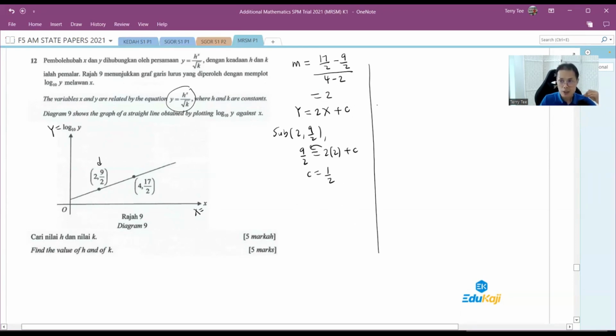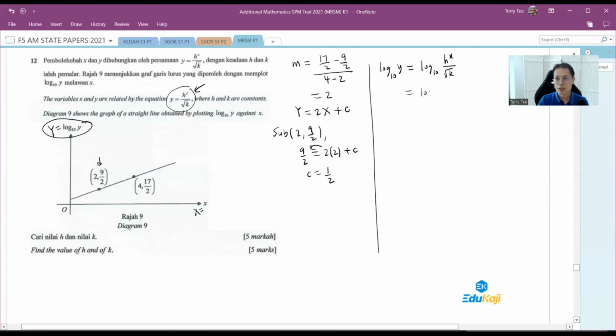To find the value of unknown h and k, I think it's easier to start from here, the non-linear function, and convert it to a linear form. What to do to convert depends on the variable on your y-axis. You can see we have to introduce log. Your y has a log in front. So I put log 10 y equals log 10 of h power x over the square root of k.